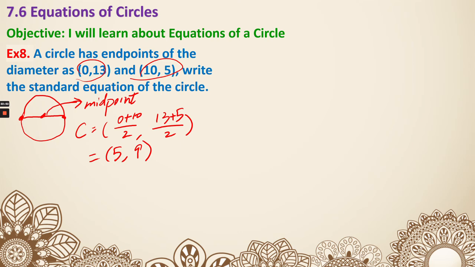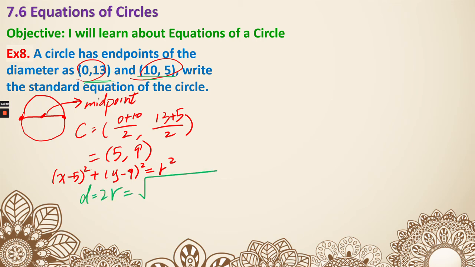Next, I'm going to need to find my r. So if that's my center, I can at least set up the equation as (x - 5)² + (y - 9)² = r². Next, my r is actually not going to be just that, because that's a diameter. If I find the distance between these 2 points, that's going to give me my diameter, which is d, which is 2r.